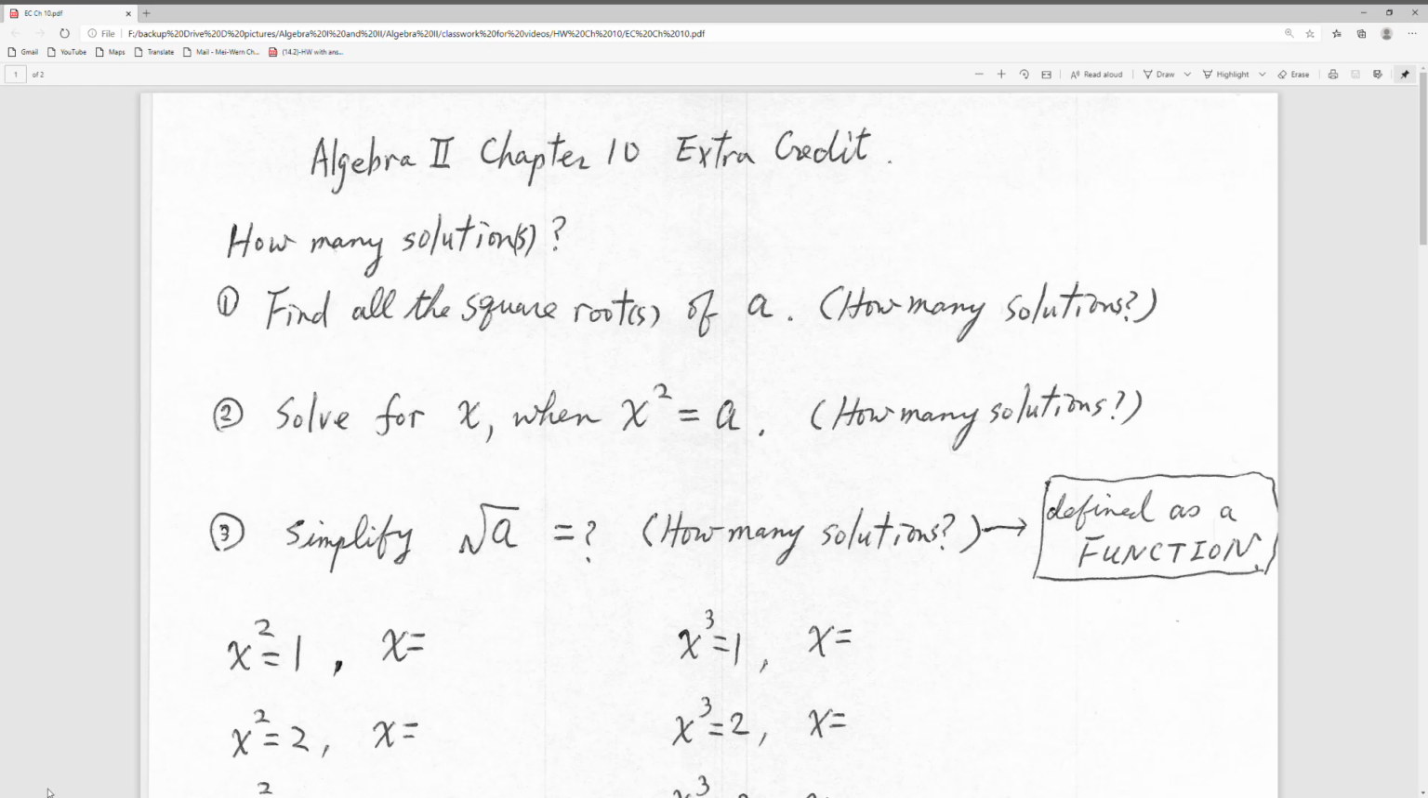Okay, chapter 10, I put the most important concept here for the extra credit. And all you have to do is just take a note. You don't need to answer questions like a test. You answer questions by taking a note. In other words, I'm going to tell you all the answers for this extra credit.